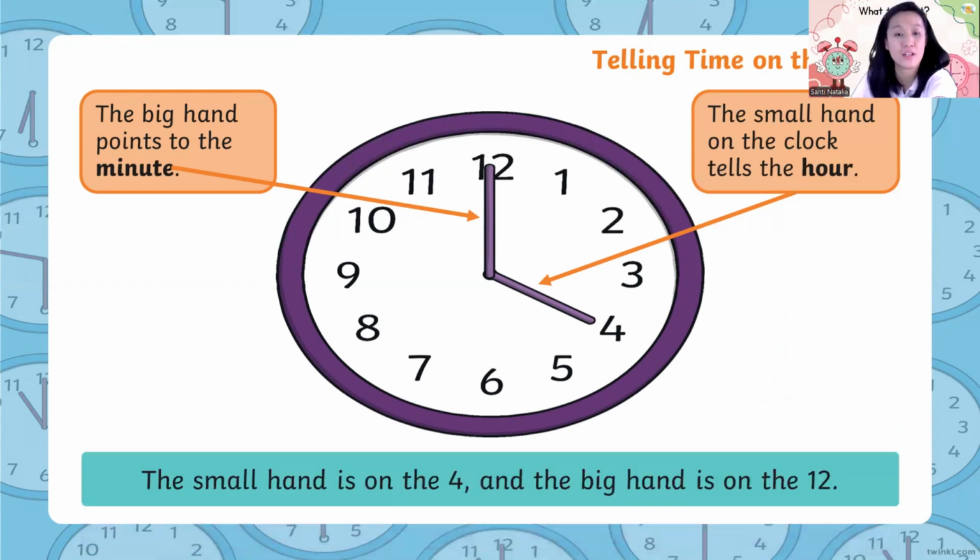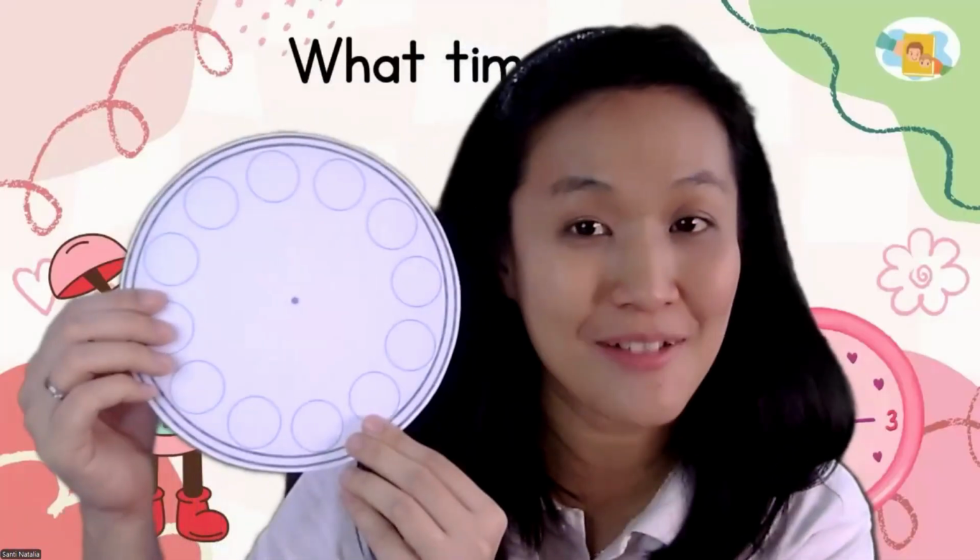Now, if the small hand is on the 4 and the big hand is on the 12, what time is it? If the long hand points to 12, children, you can say o'clock because it tells us the exact hour. So what time is it? It's 4 o'clock. Now, you can find your clock's picture, children, and let's make 4 o'clock.